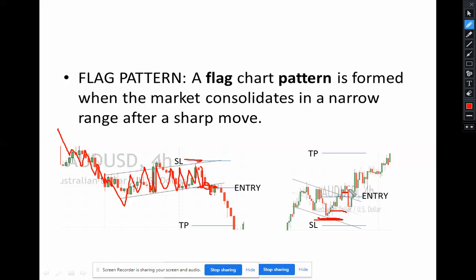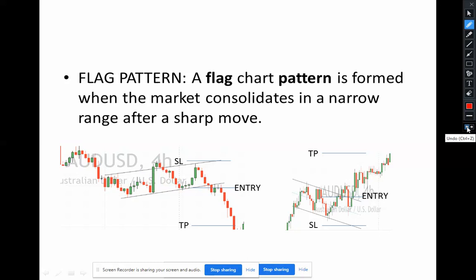Or if you think the market is otherwise not giving the move you want, wait for a bullish candle to form. Once there's a breakout, you enter the trade here, then you place your stop loss here. Then your target should be the next level or a multiple of your stop loss range. So that is how you trade the bullish flag pattern.